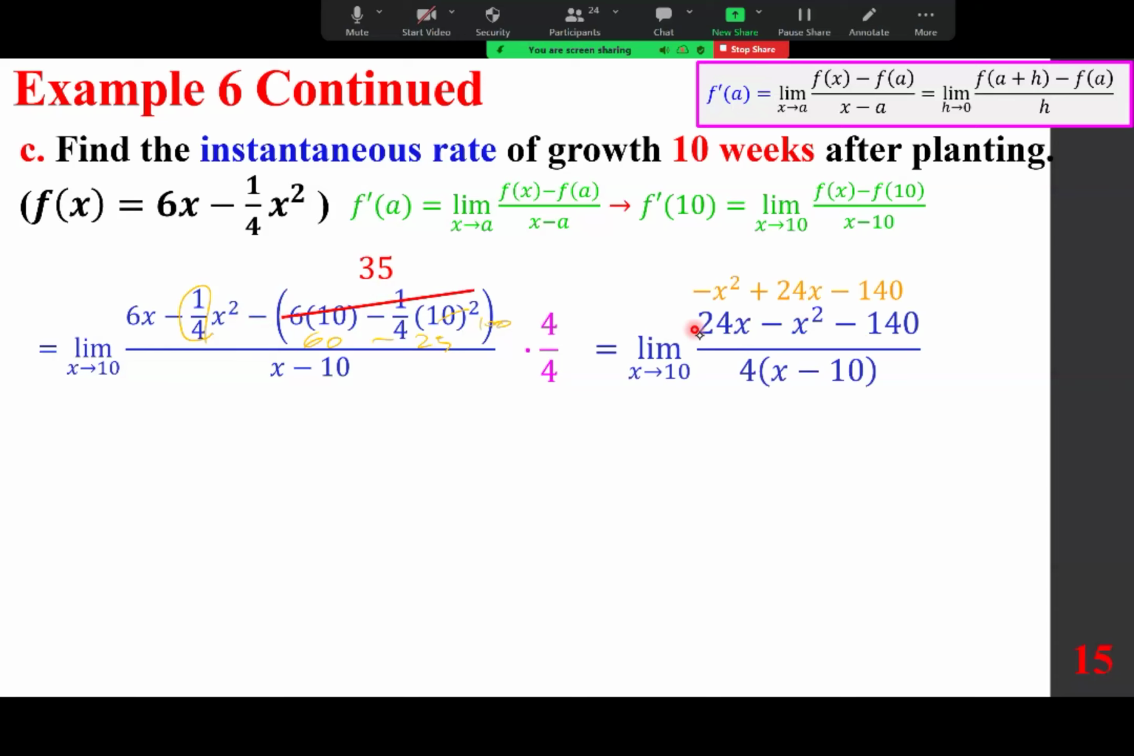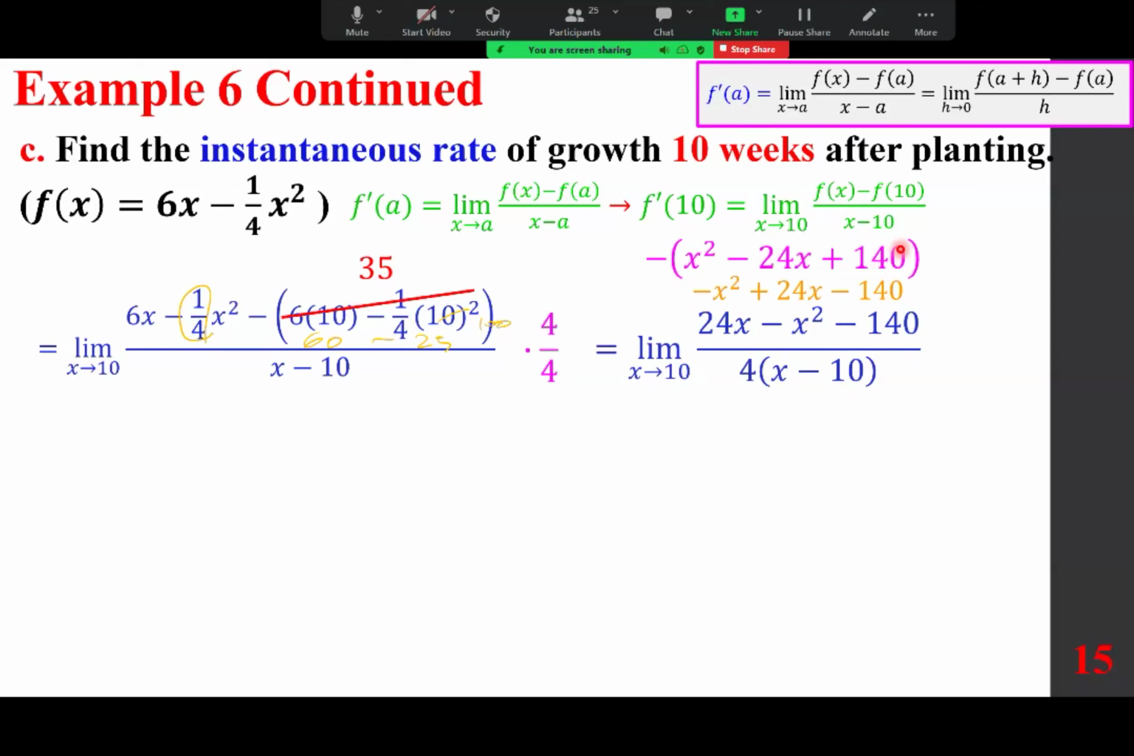And to factor this, I'm going to get rid of the negative by factoring the negative sign out. So this becomes minus x squared minus 24x plus 140. The numerator is this. And since x is approaching 10, we want a factor of x minus 10. We have it down here. We better have it up there to get rid of it, because the problem is x minus 10 makes the denominator 0.